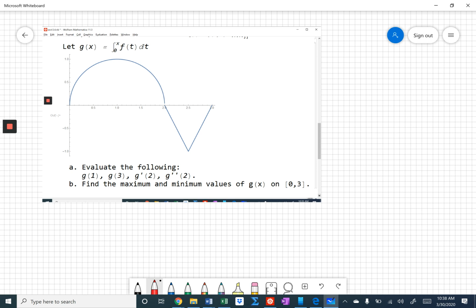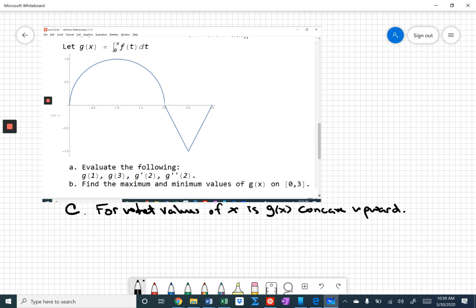All right, so here's another example to try. So I'm going to add a part C to this. For what values of x is g of x concave upward? So I would like you to pause the video and go ahead and work these parts out, and then come back and see how my solutions worked out.